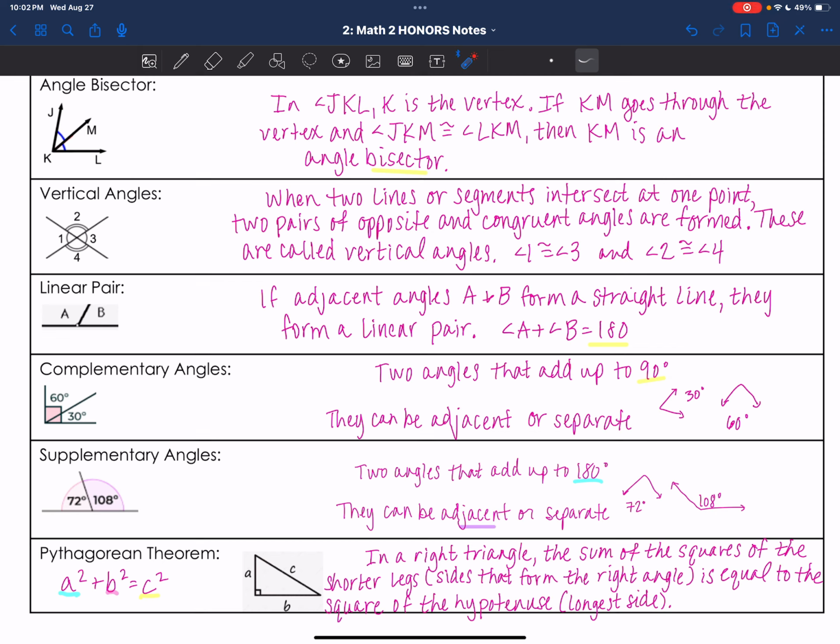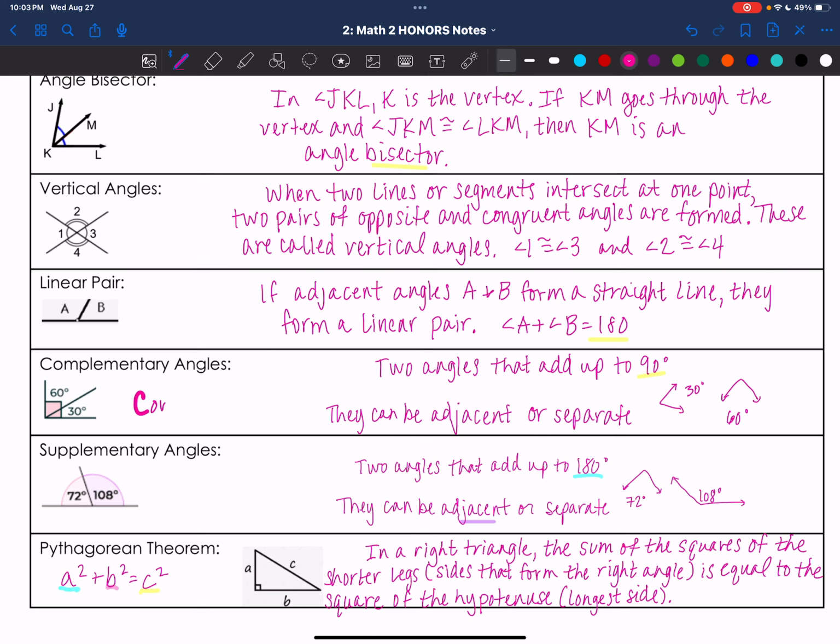And then complementary angles, they are going to make a right angle. So this plus this equals 90 degrees. They do not have to be adjacent. They can be separate like that. So how I remember it, there's a couple different ways. You can think C for complementary and then make a 90 degree. Or some people like to say C for corner, which is 90 degrees. So just a little trick to help you remember.